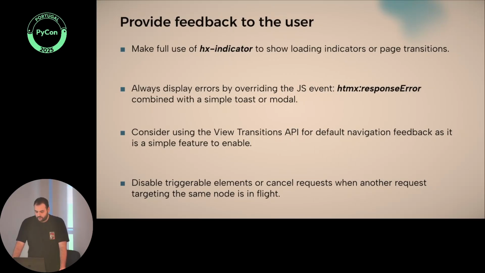Next, provide feedback to the user. These rules apply here, but also apply to SPAs. You should always use a spinner or some type of indicator. Display errors by catching JavaScript events that are sent by HTMX. Use the new view transitions API for page shifting. That's just a toggle on or off feature. And disable elements, or at least catch the request and cancel it when you already have a request in flight for that target.